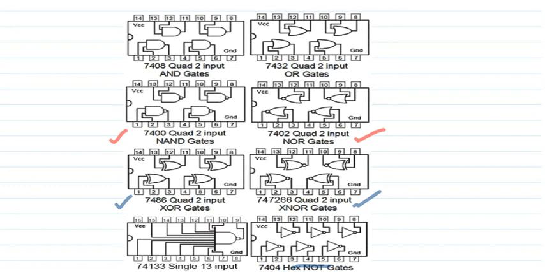So 7400 is your NAND gate. Then we have the NOR gate 7402. Then 04 is your NOT gate. 08 is your AND gate. 7432 is your OR gate. Then 7486 is your XOR. 74266 is your XNOR. Then why is it called quad 2 input? Quad means 4. Inside this IC we have 4 AND gates, 4 OR gates. So they are called quad operation.